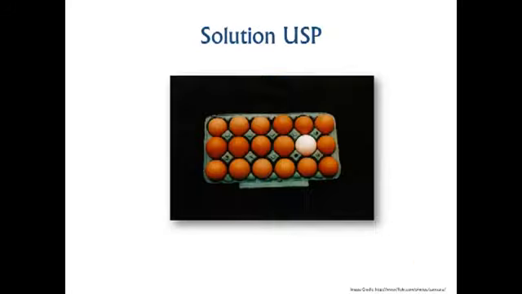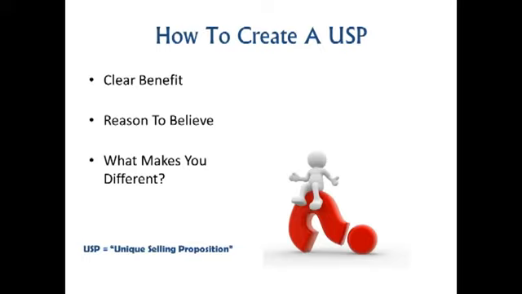Now we're going to move on to the final part, and this is the solution unique selling proposition. What is it that makes your company different from every other provider of a solution out there? So let's talk about what it takes to actually create a unique selling proposition. There's really three parts to it. Your product has to have a clear benefit for your customer, and you have to be able to state it very concisely, okay? The customer has to have a reason to believe that they will get the benefit that you're talking about from your product.